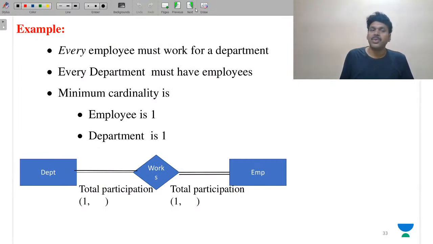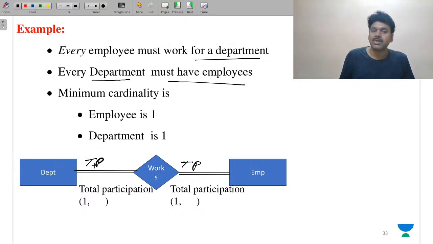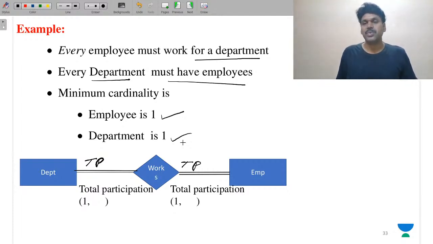In the same way, you look at another example. Every employee must work for a department, so total participation. And every department must have employees, therefore total participation. So both sides are total participation: employee must occur, department must occur, and both sides' minimum cardinality is 1:1.